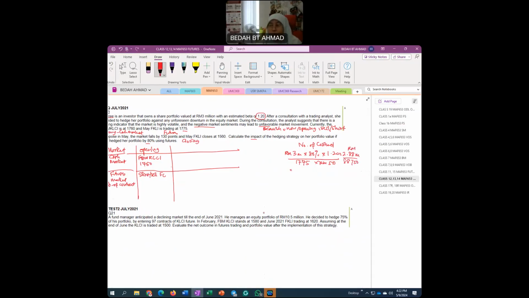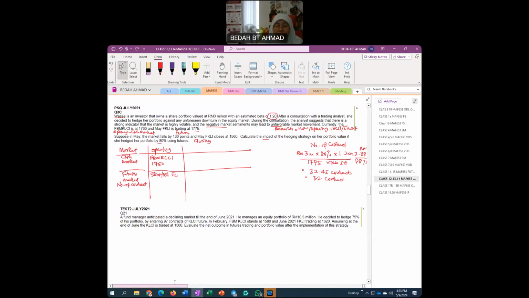So it's about 32.45 contracts. So we round down. It's under-hedged at 32 contracts. Then we put it in here. So 32 contracts multiplied by the contract size 50, multiplied by the index point 1775. So this is the index at opening.